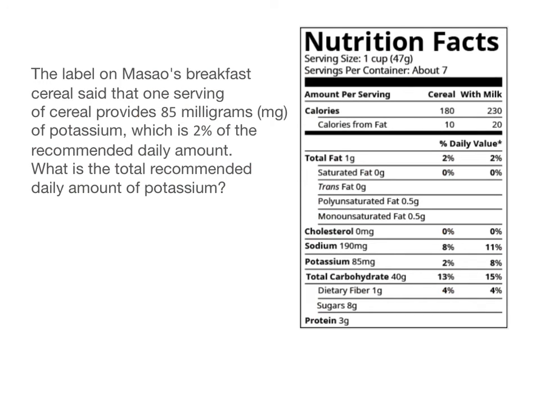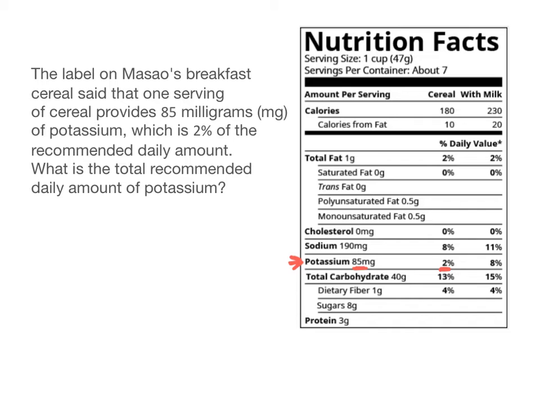Next, let's try this. Here is the label off of a breakfast cereal. One serving of cereal provides 85 milligrams of potassium. Let's see, where is that? It's right here. Okay, this is about one serving. 85 milligrams of potassium, that says right there, which is 2% of the recommended daily amount. Here it is, 2%. What is the total recommended daily amount of potassium?